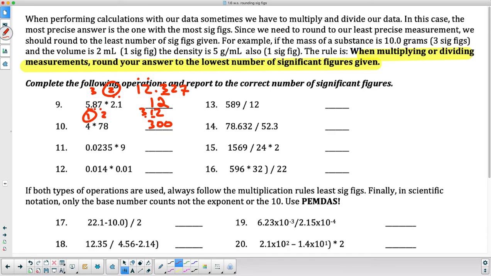Let's take a look at number 11 now. So here again, we have 1 significant figure, so that's what I'm going to round off to. I have 3 significant figures for that one, so rounding off to 1. So 0.0235 times 9 equals, unrounded answer is 0.2115, and when I round off to 1 place, all I end up with then is 0.2, and the rest of them go away.